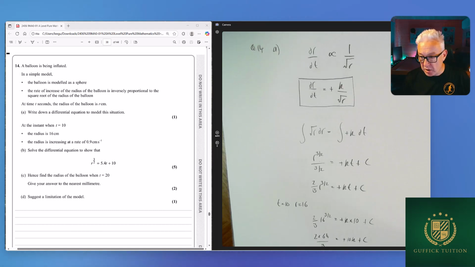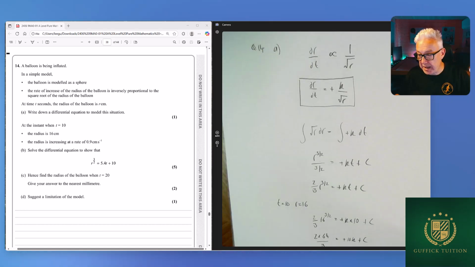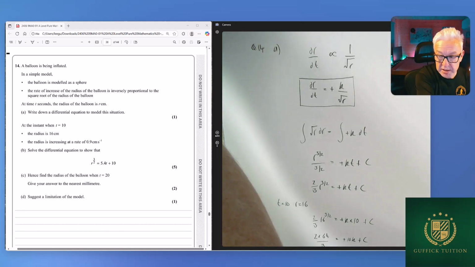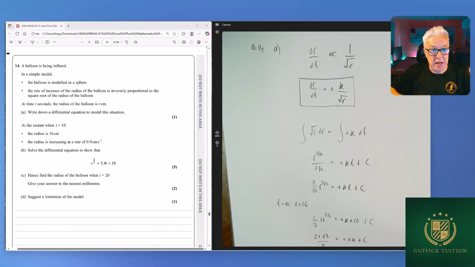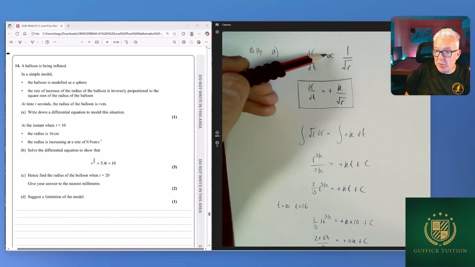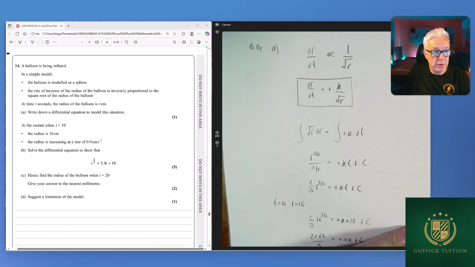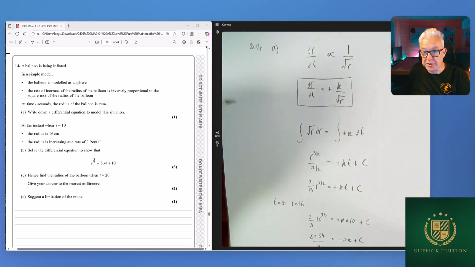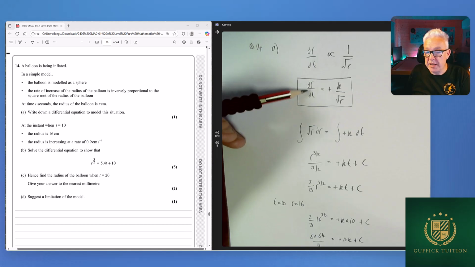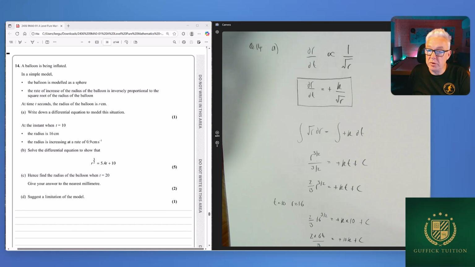Okay, so what we've got is it tells us the rate of increase of the radius. So that is dr by dt. That's the rate of increase of the radius. So dr by dt is inversely proportional to the square root of the radius. So dr by dt is proportional to 1 over the square root of the radius. Now, the balloon is being inflated, the question tells us. So therefore, dr by dt is going to be plus positive k over root r.